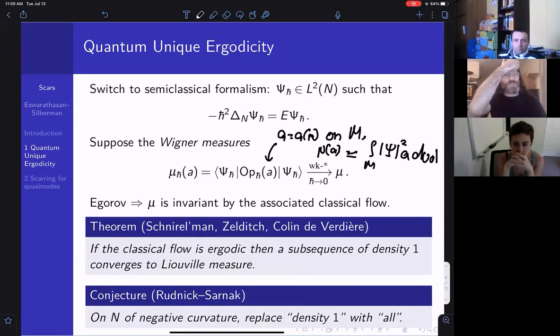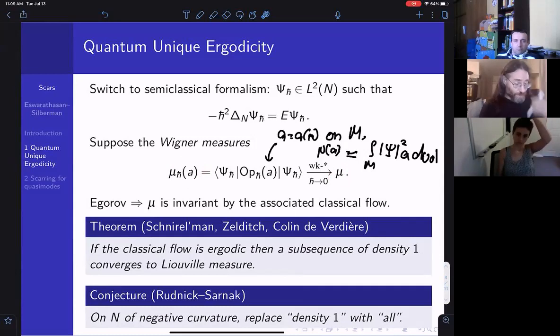And then Egorov's theorem says if you take the limit as h bar goes to 0, then the limiting measure, if I take exact eigenfunctions, is going to be invariant by geodesic flow. Of course, the individual measures are approximately invariant, and their weak star limits have to be invariant.